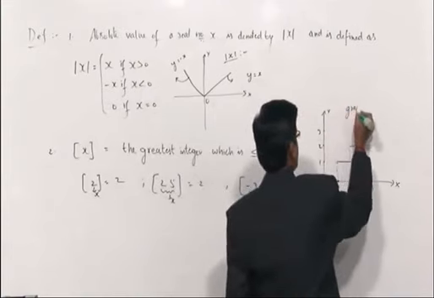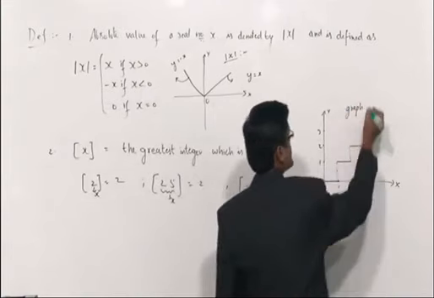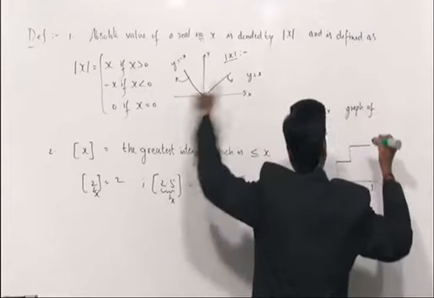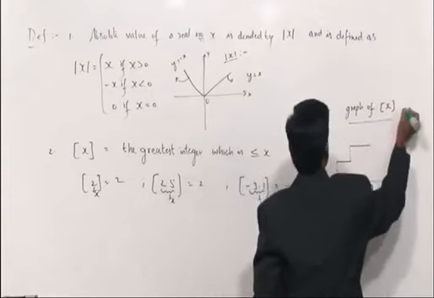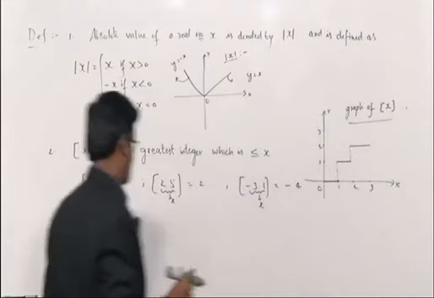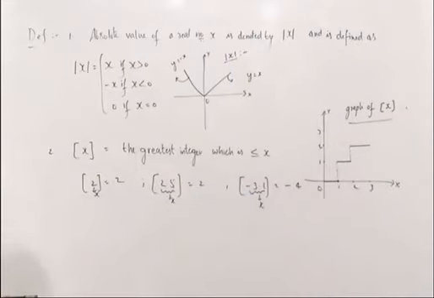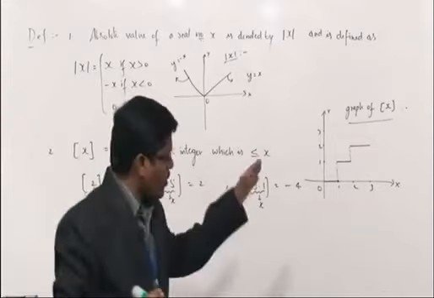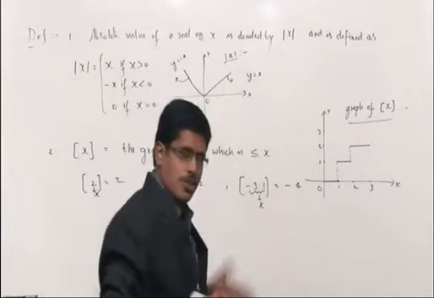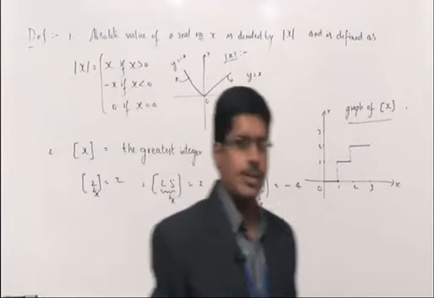This is the graph of square bracket x, and this is the graph of mod x. Square bracket x is discontinuous at integers and continuous at all other points. Mod x is continuous at every number. Generally, if you find the limit as x tends to 1 of square bracket x, or the limit of mod x, in such cases you find left and right limits.